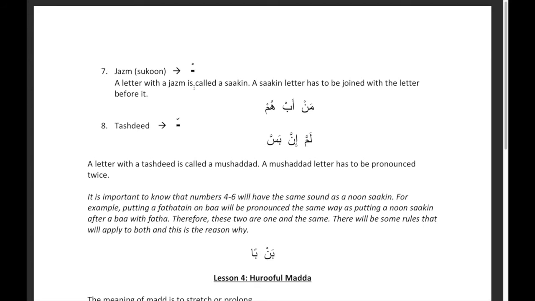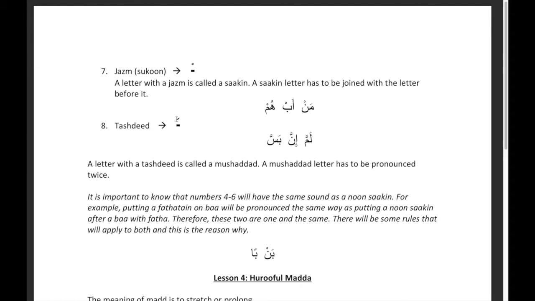A letter with a jazm is called a sakin. A sakin letter has to be joined with the letter before it. So this noon over here has a sukun. So this whole thing is called noon sakin. And since this has a sakin, it has to be joined with the letter before it, which is a meme with a fatha. So this will be pronounced as man. This will be pronounced as ab. This will be pronounced as hum.